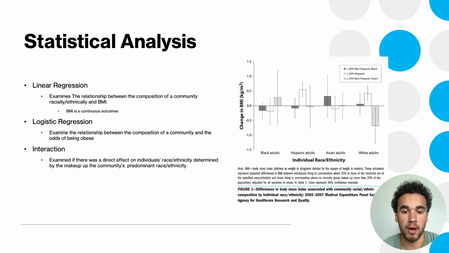One thing I want to remind you of before I move on is, as I discussed previously in the presentation, how they define a predominantly race or ethnic community. A black community, for example, is a community where greater than or equal to 25% of that community is black, or Hispanic or Asian. That's when something is predominantly that race or ethnic community.